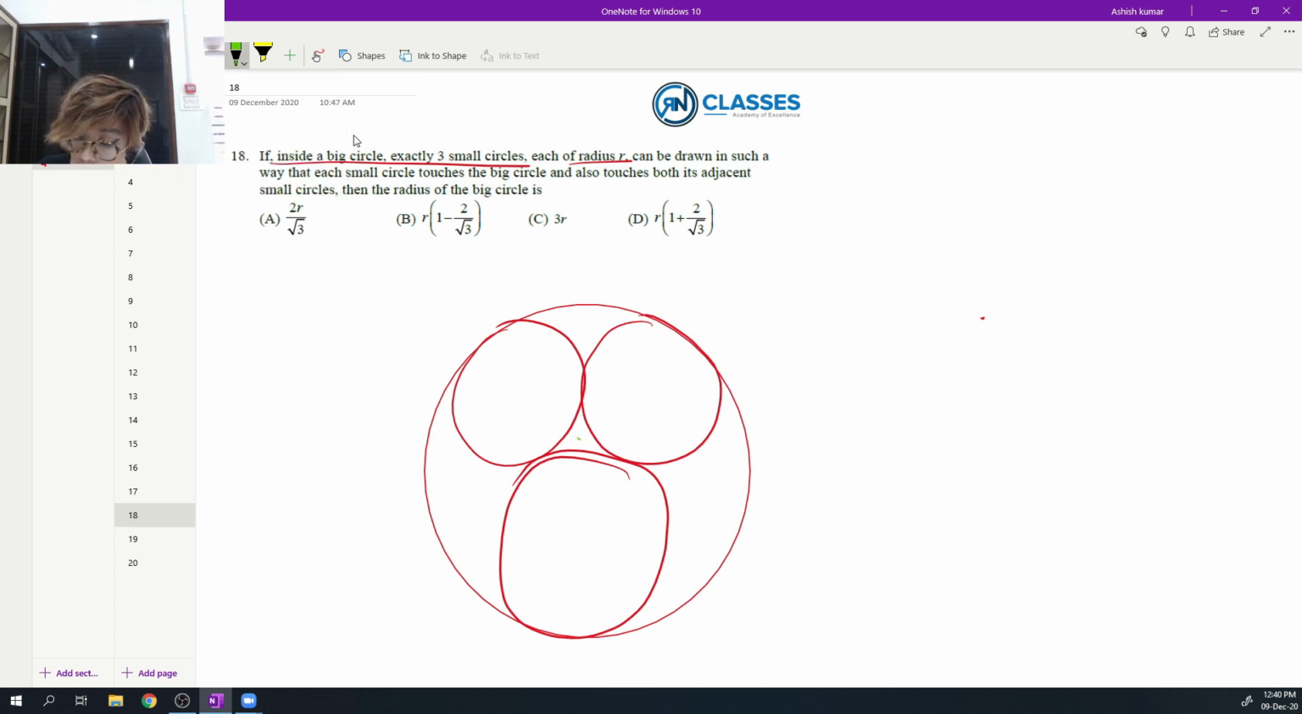All right, so इसका radius आ रहा है, इसका radius आ रहा है, and I know that each small circle touches the big circle and also touches both its adjacent circles. Then I need the radius of the big circle, right? So I am interested in this distance basically. Okay, radius निकालना है. अब मुझे स्मॉल सर्कल के रेडियसेस गिवन हैं.